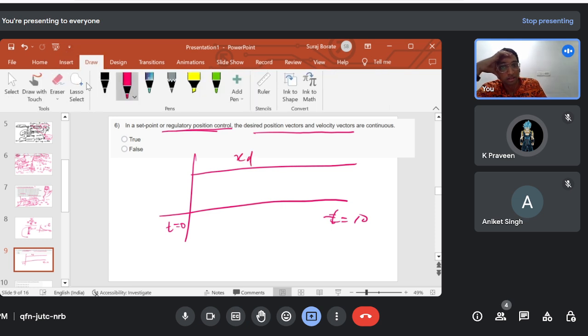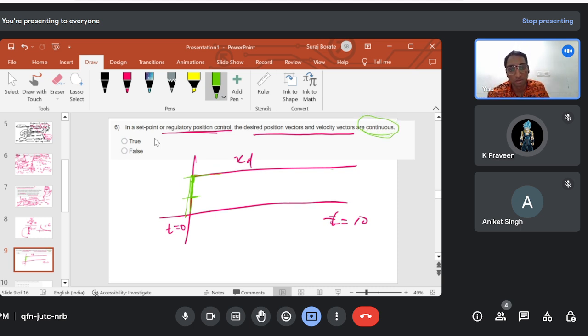And let's say your current position is somewhere here. So what will happen? This will be the error, and then your desired position will go upward like this, right? So this is not a continuous function, right? Is this continuous? No, it is not, because there is a step over here. So that is the problem. So a set point is not a continuous control strategy. So this is false.